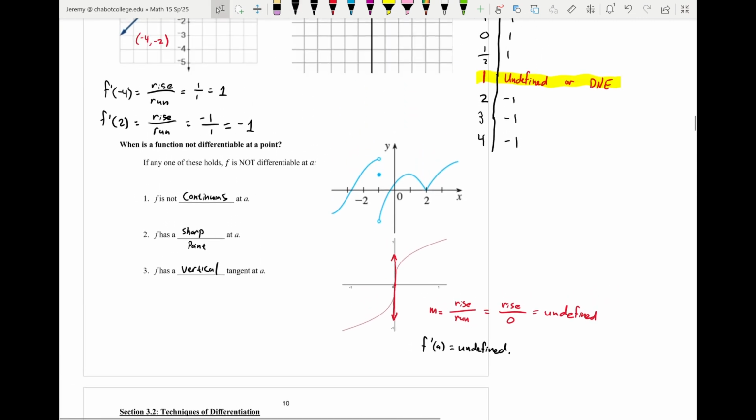So those are the three cases to watch out for: discontinuous functions, sharp points, and vertical tangent lines. That's where the function will not be differentiable.